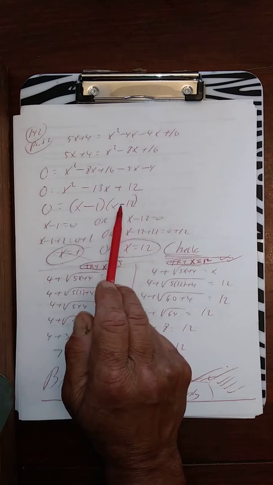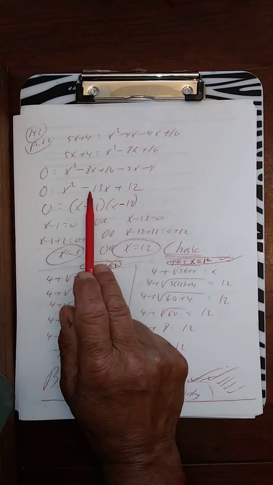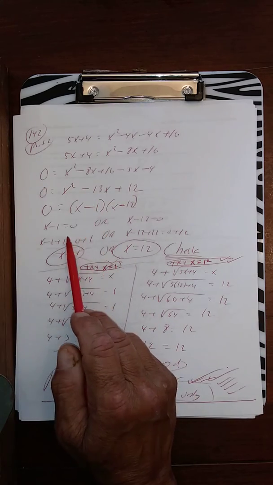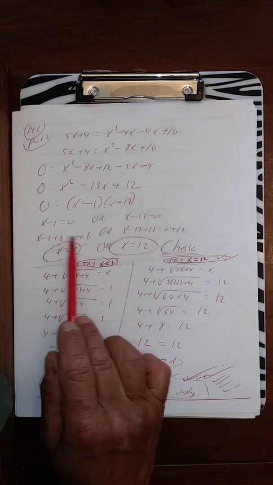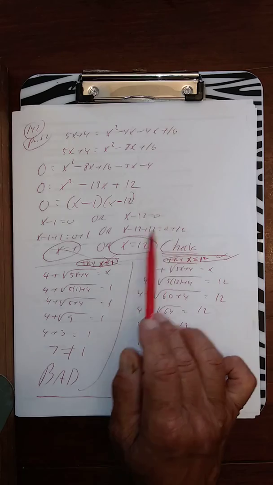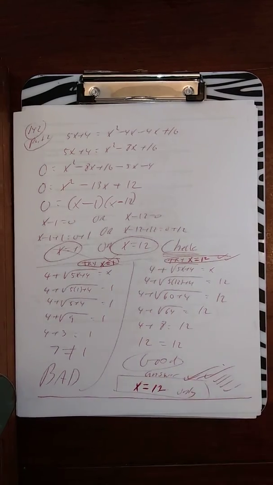Factor this. Negative times negative is positive. Negative 12, negative 1 is negative 13. X minus 1 equals 0, x minus 12 equals 0. So we have plus 1, x equals 1. Plus 12, x equals 12. Then what do we do? We've got to check it.